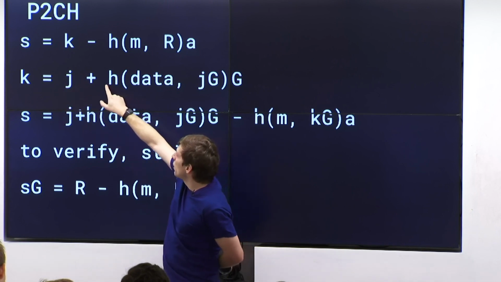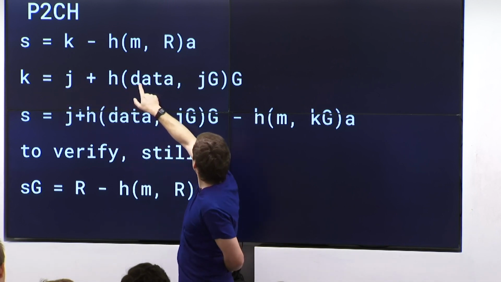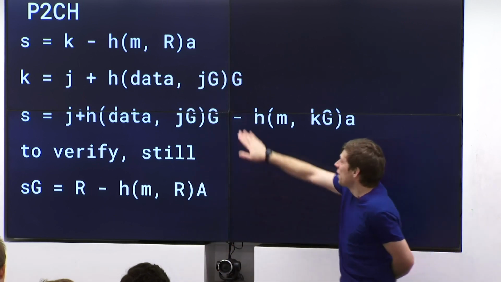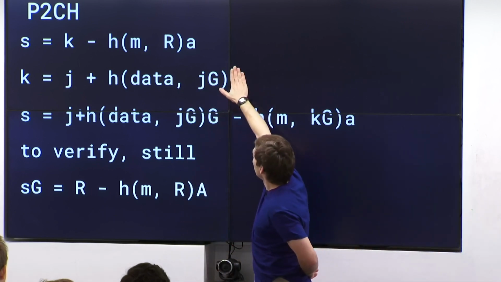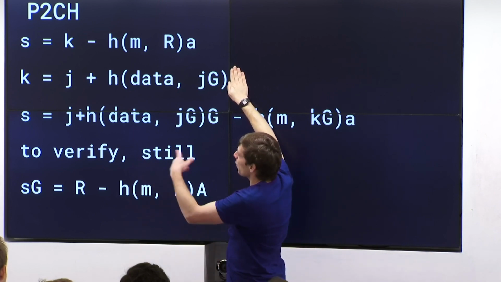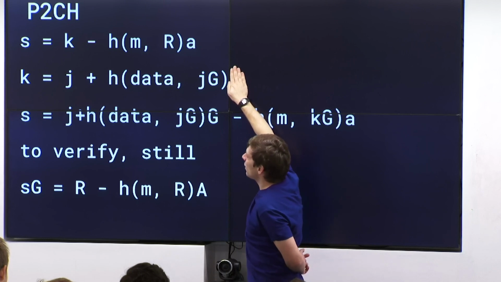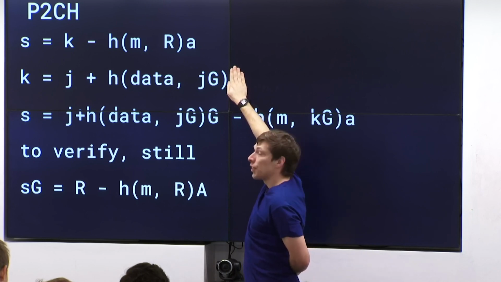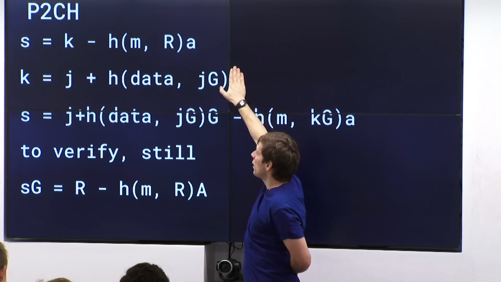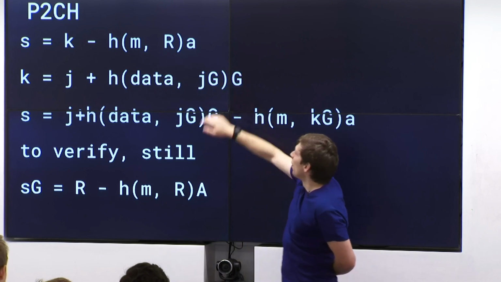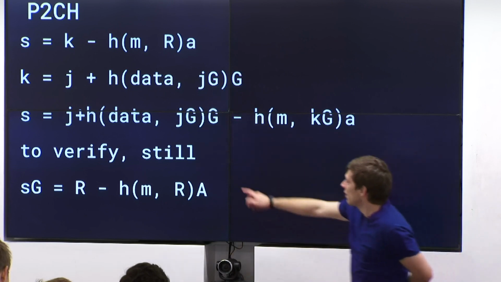And then I'm going to add the, oh no, there's no G there, shoot. Anyway, G should not be there, but it should be there, sorry. So I redefine K as J, which is an actual random number, plus the hash of the data I want to commit to, and J times G. I think, yeah, you get the idea. That should have been there.